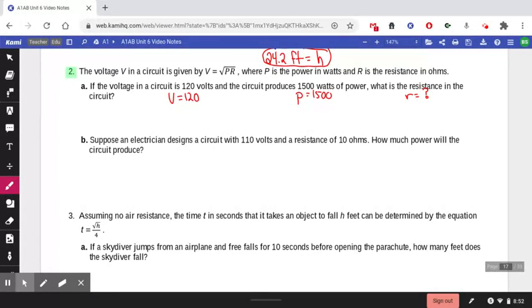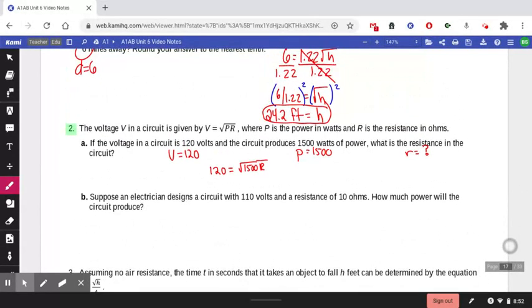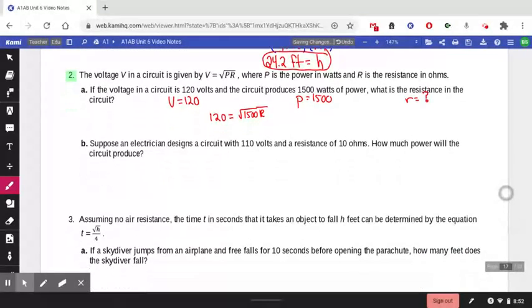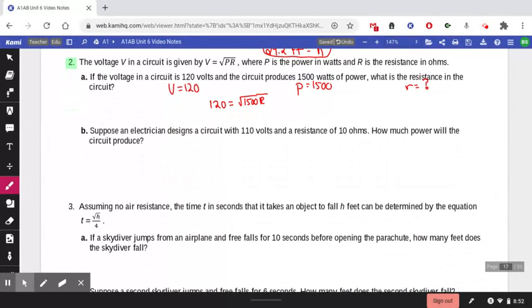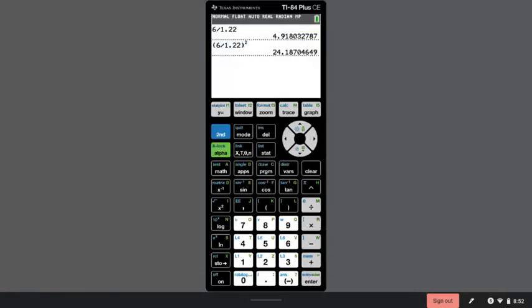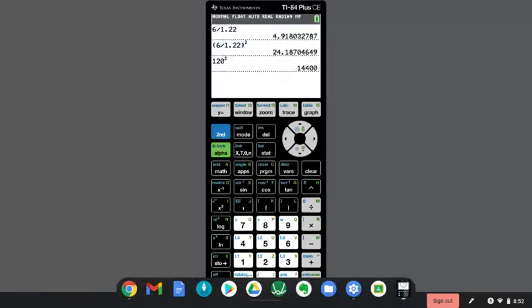So we can use that equation and say 120 instead of V is equal to the square root of 1500 R, right? So in the last problem, we had first divided to get rid of that 1.22, right? But this time the 1500 is inside the square root. So what this is going to signify for us is that we want to get rid of the square root first. So if we square both sides, we can actually find what 120 squared is, and that will be nice and clean for us, 14,400.